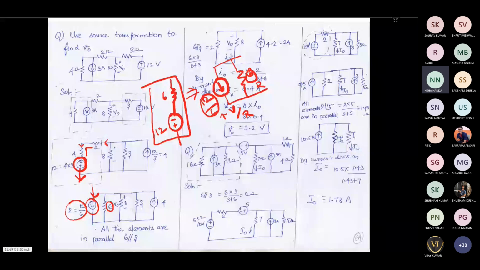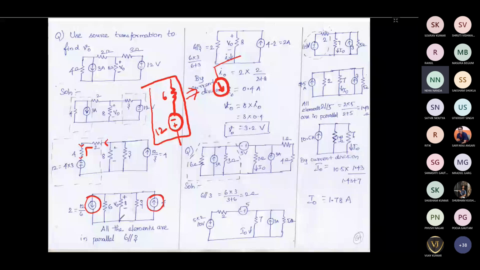Now the circuit has become very simple, because you have two current sources in parallel. Other than that, you do not have any other sources. Now all the elements are in parallel, so you can find the equivalent current source, and the resistors can be made equivalent.